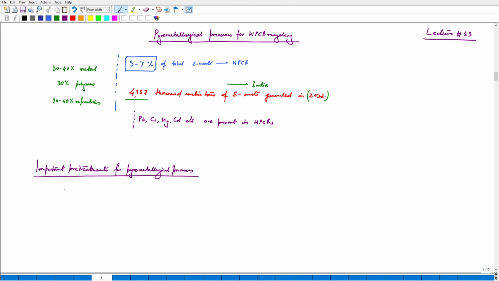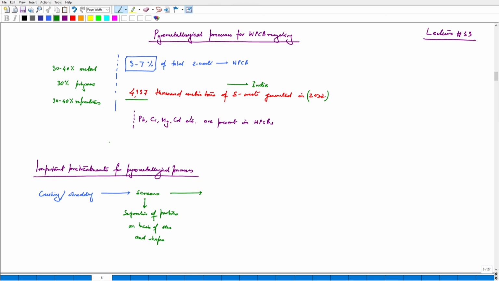In such a case, we can go for crushing or shredding. Of course, why are we doing this? Because we want to reduce the particle size. Then we can have screens. Again, why? We wish to have separation of particles on basis of size and shapes.